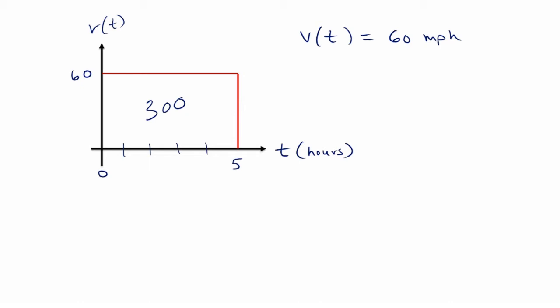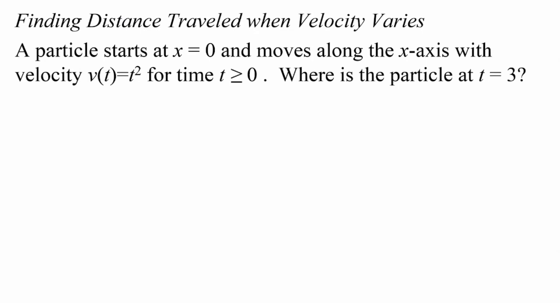In this case, our velocity function was a constant function. Now, in the current example, we can see that our velocity function is not a constant function and therefore it varies. So let's go ahead and come up with a way of approximating this answer.